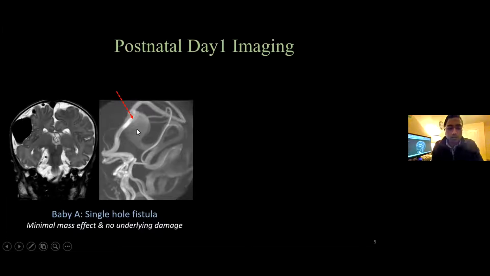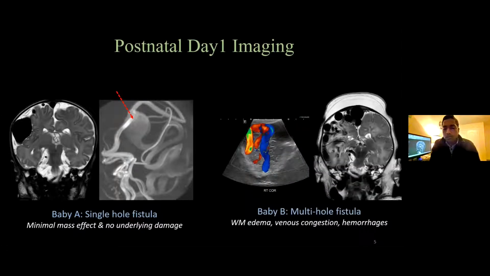So let's look at baby A. This is what we call a single hole fistula. So you can see on the image of the time of flight MRA, you have the artery that is directly communicating with the vein. And this is a PL AV fistula in the form of a tube to tube. So one tube connecting to another tube, and that is a single hole fistula. And you can see there's a little bit of mass effect, but the brain is well preserved. There is no damage. On the other hand, if you look at the second baby, there are multiple fistulae connecting into the vein. So this is a classical multi-hole fistula. So you have multiple tube to tube connections, and this causes a very high flow situation.